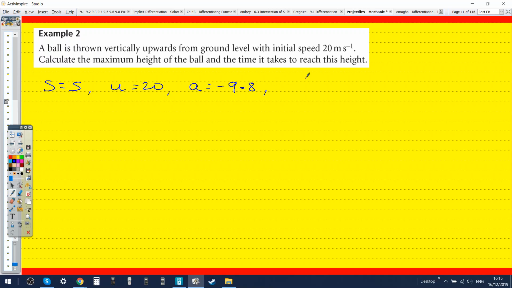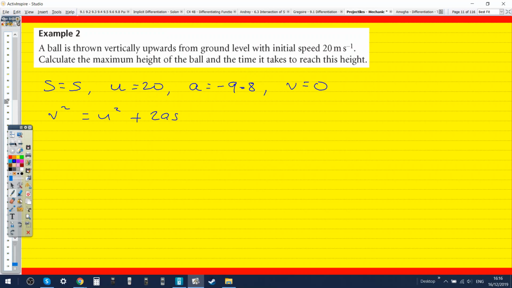But actually, what height do we have to find? The maximum height. And so we have v is 0. Yes. So what would you do here? Could we use v squared equals u squared plus 2as? Yeah, and I think you'll be fine for that.